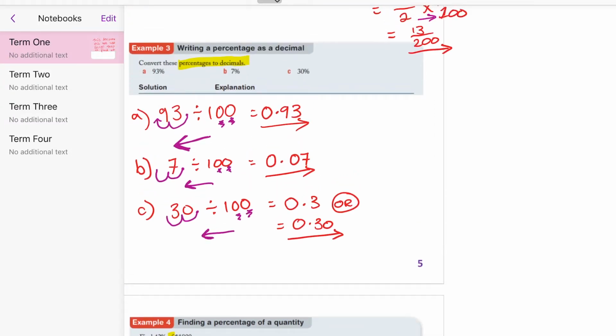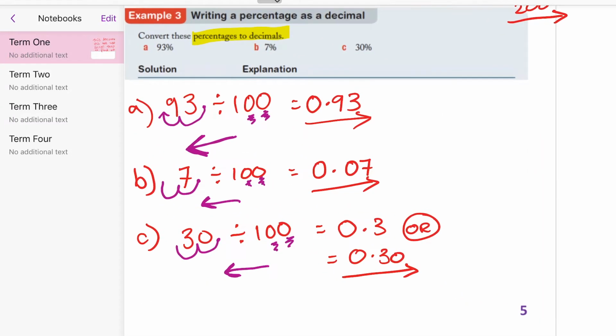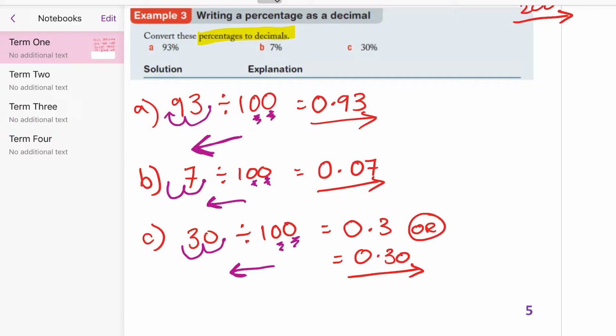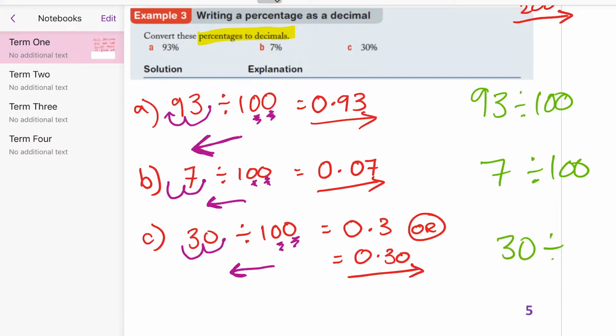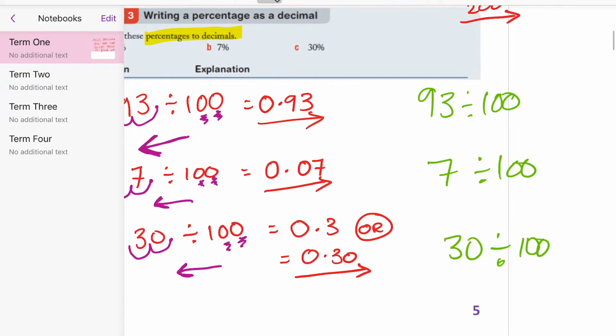Working back to example number 3, once again, if you're using a calculator or if you've got a calculator handy, you can always check this. It's as simple as just going 93 divided by 100, 7 divided by 100, or 30 divided by 100. Pretty much exactly what I've written there for doing it the long way is the same way as using your calc. So no complications with that.